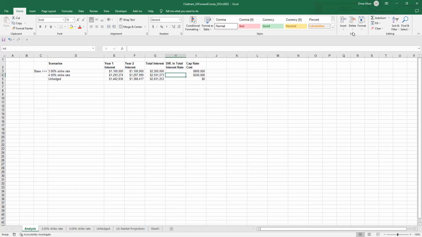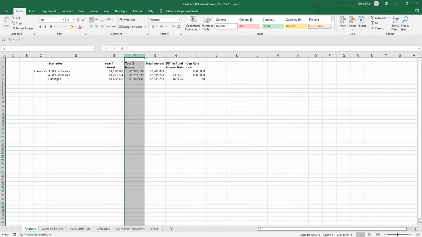So we say, look, we have total interest costs of 2.591 million, negative 2.2 million, right? We're going to anchor this. So in this scenario of the 4% strike rate, we're going to end up paying $391,000 more in interest rate costs over 2 years, right? And drag the formula down. Now this compares to 2.8 to 2.2. And wow, we're going to pay $631,000 across 2 years.